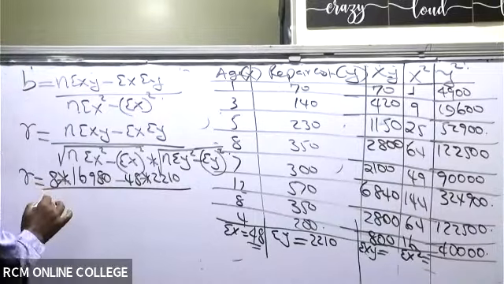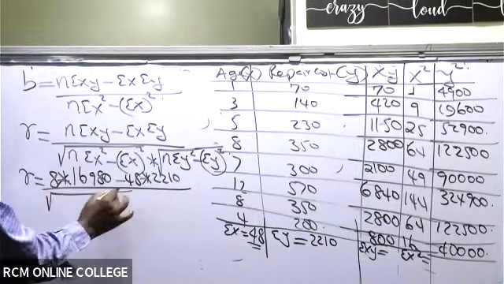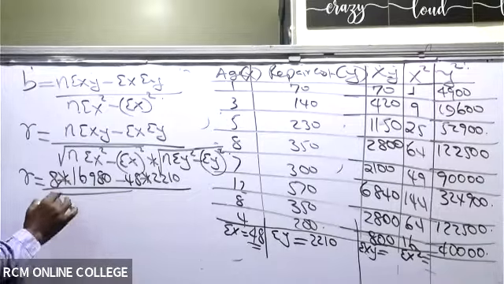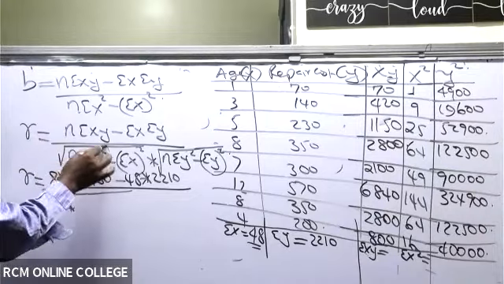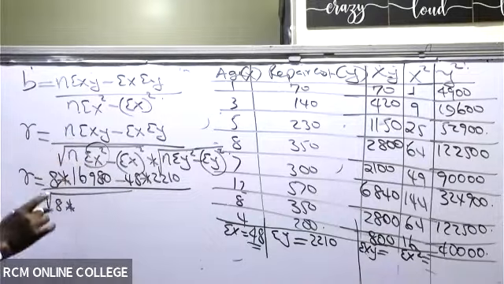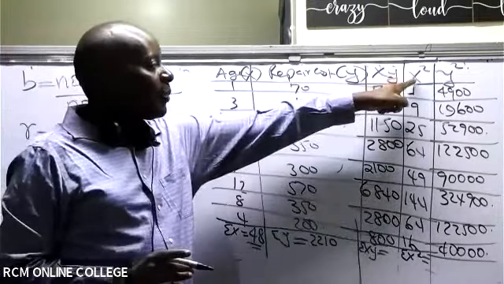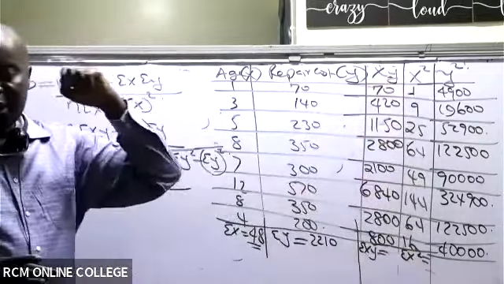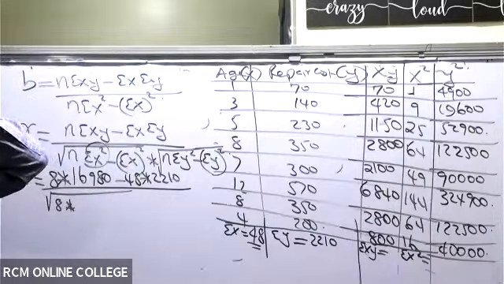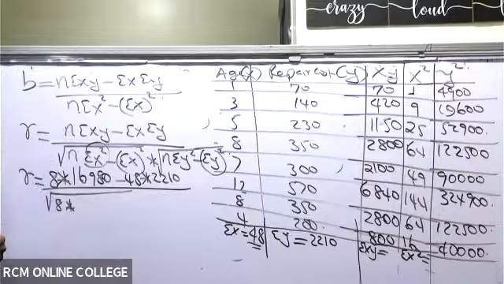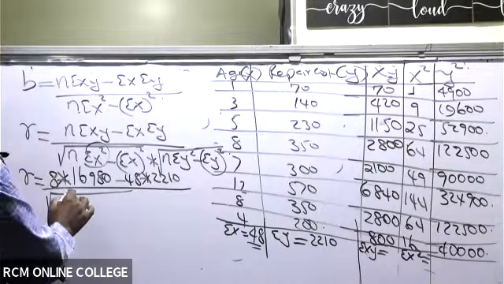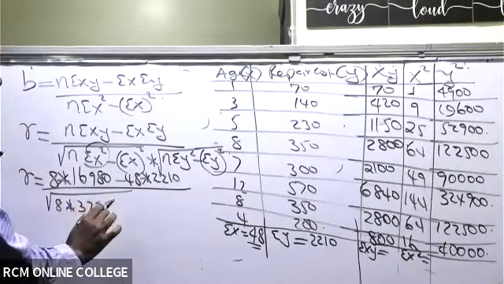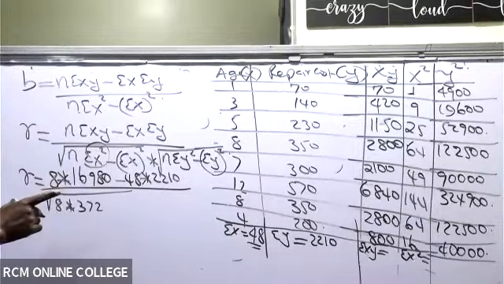All over, we come to the denominator here. We start with the square root of n, which is 8, times summation of x squared. Is there any ninja that can remember the figure we had for summation of x squared? I'm being told it was 372. Laura has been able to remind me. So 372. Don't square again because that figure comes squared.